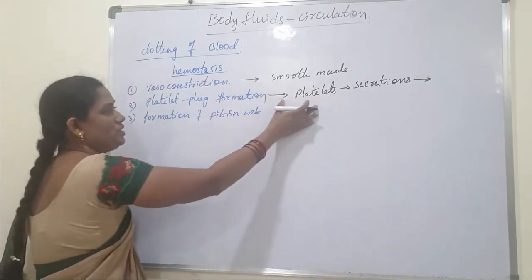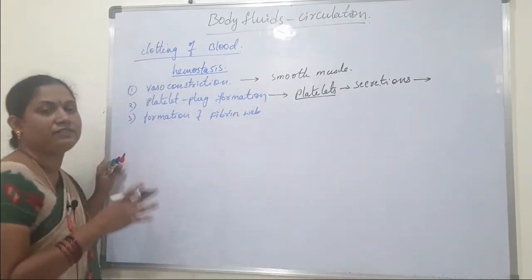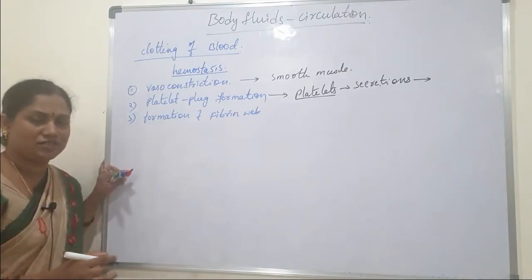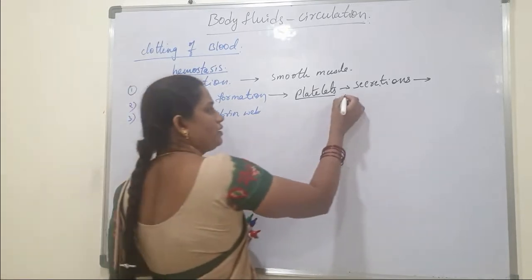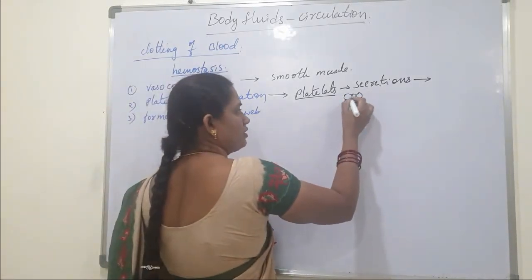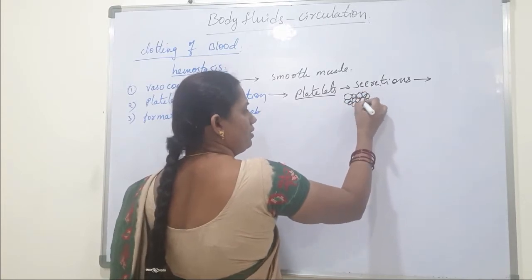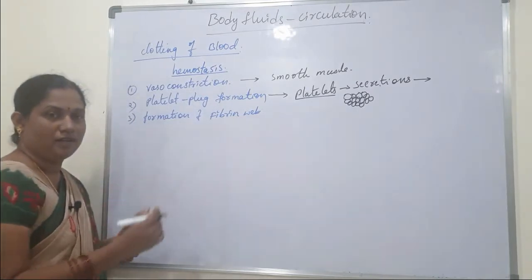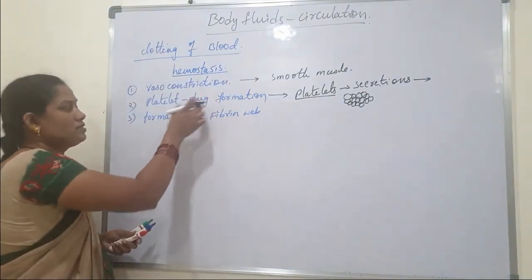Which means if any injury takes place, the platelets get activated. Platelets secrete secretions, and with the help of the secretions, platelets become sticky. So all platelets attach to each other to form a plug. That plug completely closes the injury place to stop the bleeding. So this is the second one.